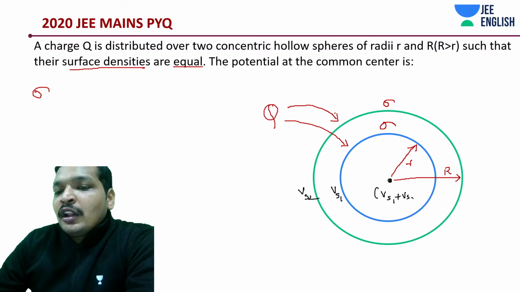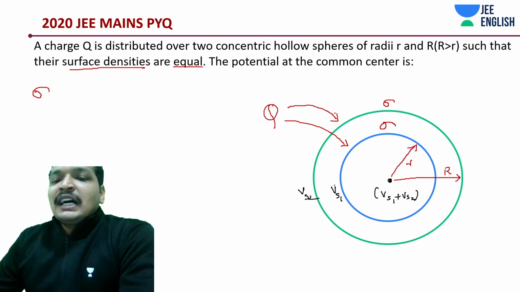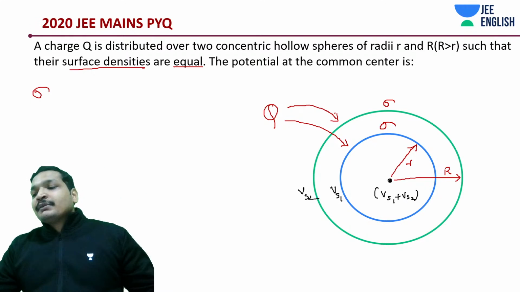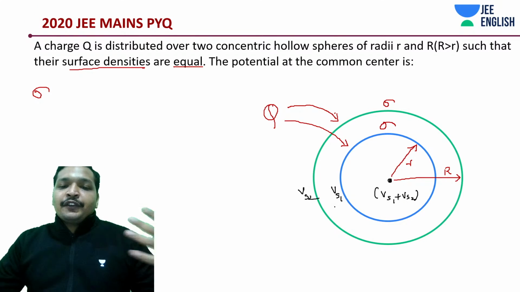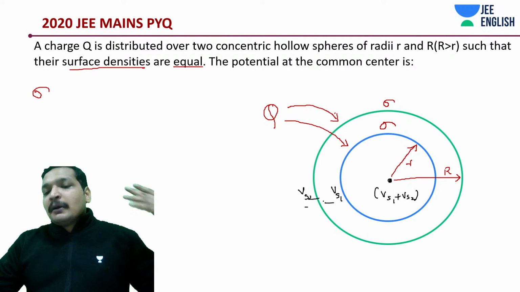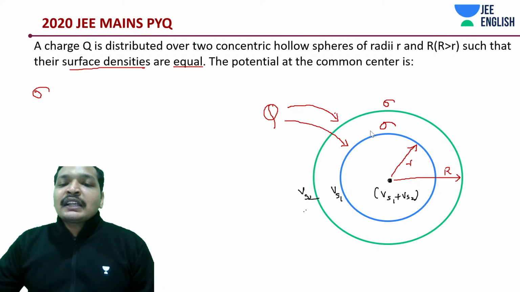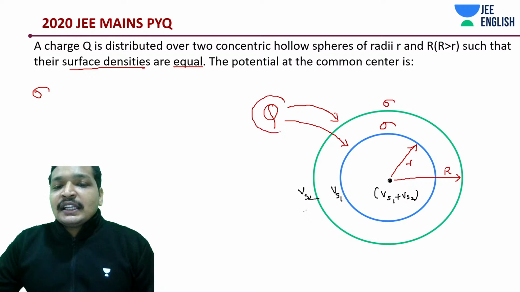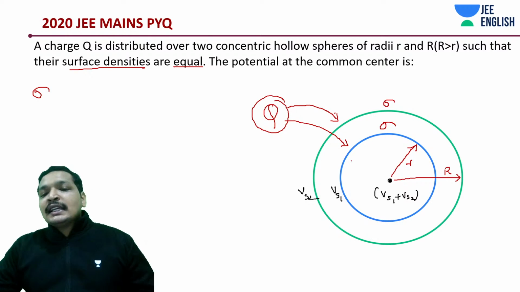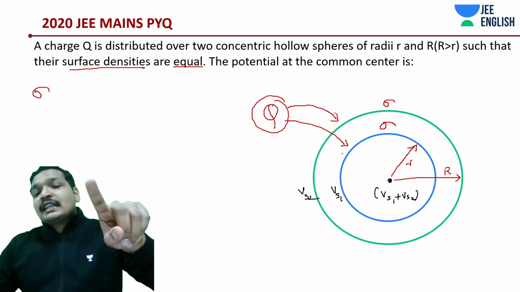One thing that you know. But first of all, what is the charge on each shell? That is something that we need to find out before doing this. If you don't know this, I'll come to this point. But what is the charge on each shell, we need to find out. But we know something. We didn't get any extra charge. Only Q was distributed on this surface area.